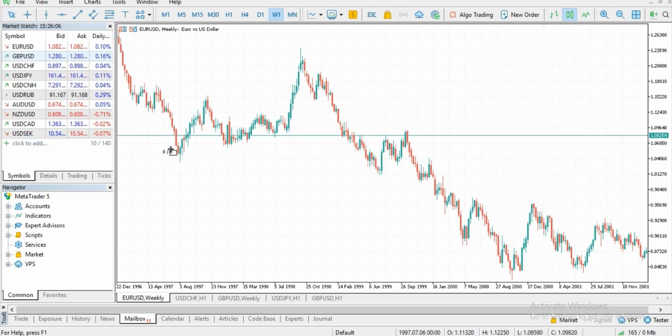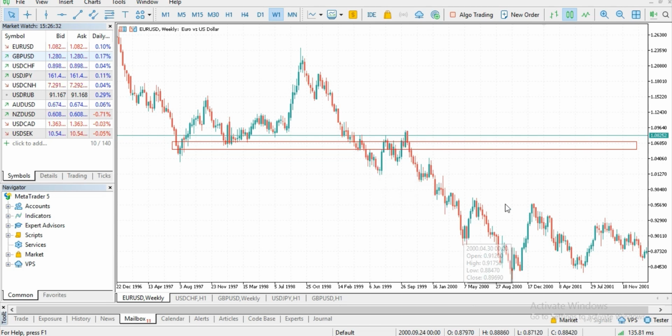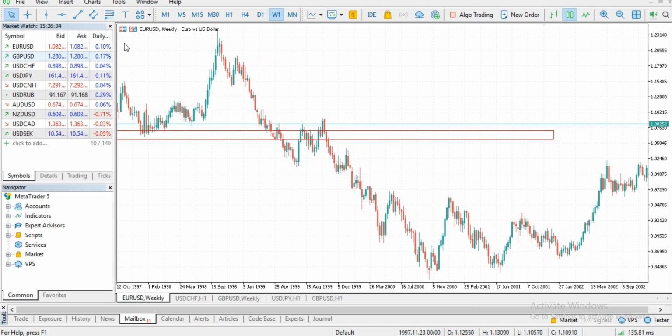Let me explain something now. This is a support, right? If price keeps on bouncing off it like this, price comes to it, bounces up, comes to it, bounces up, as long as price has not broken through it, it is still a support. But now that price has broken through it, it's a support that has turned to a resistance. Once price broke through it, it comes back to test again, then flies down. That's basically how it works.